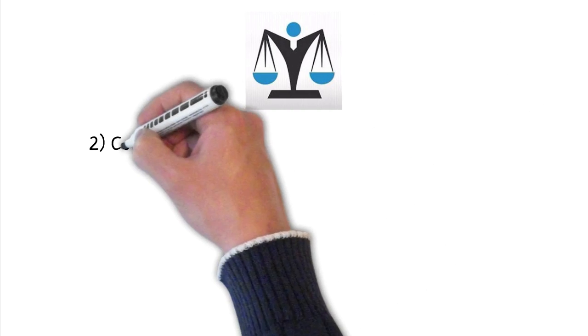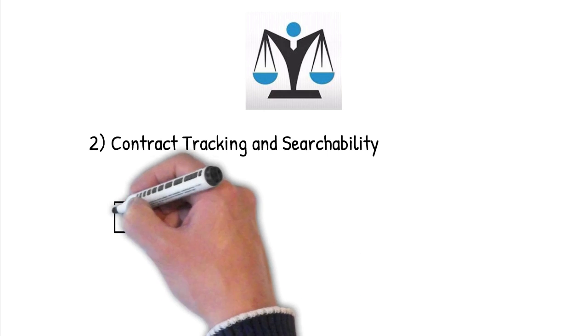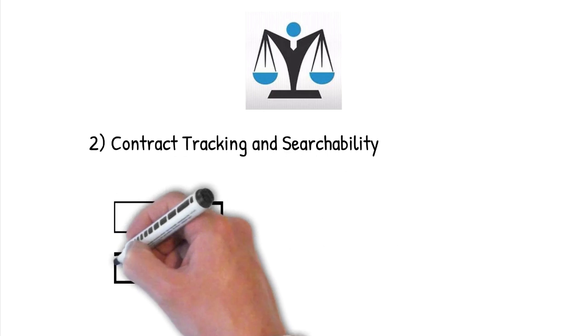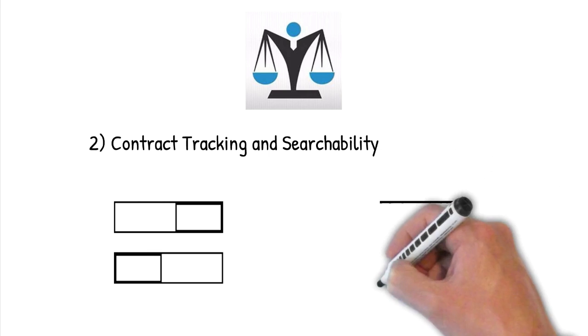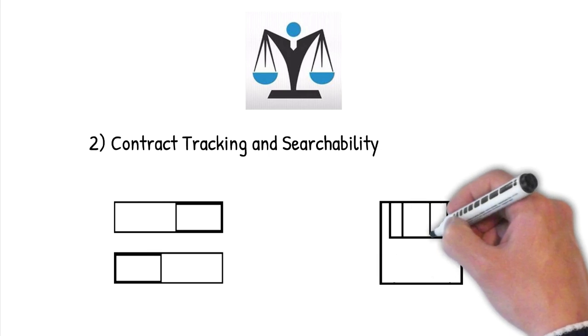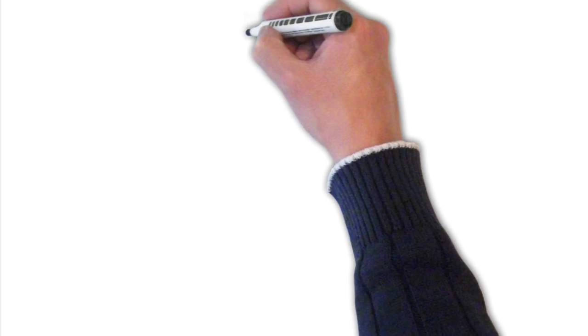Number two, contract tracking and searchability. Inside Contract Assistant software, you can customize nearly all the data fields. Customization requires very little technical skills. Our standard and pro editions offer robust notes and comment tabs at the bottom of every contract, which hold a huge amount of information, all of which can be searched using keywords.